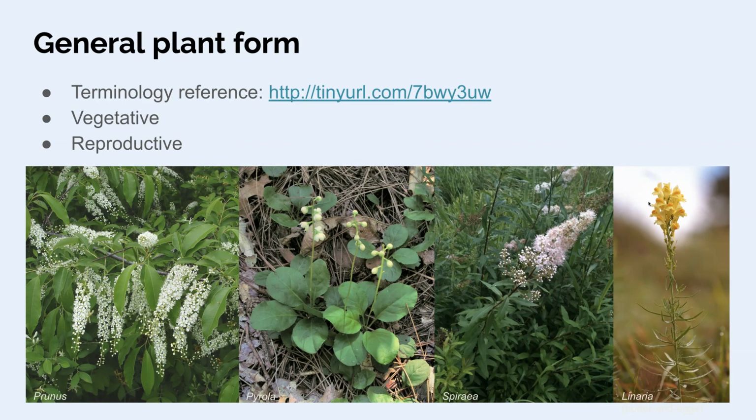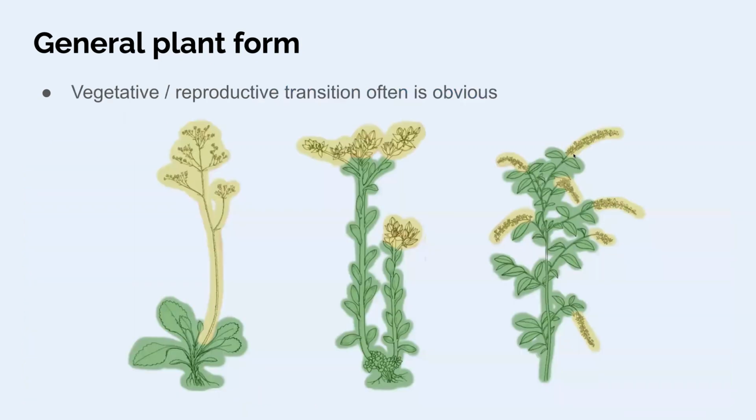Reproduction also can happen vegetatively, so just keep that in mind. If you're familiar with vegetative reproduction, when I talk about reproductive, I'm talking about sexual reproduction there. And as these images show you, you can often look at a plant and tell pretty cleanly when the vegetative part of the plant transitions to a reproductive part of the plant.